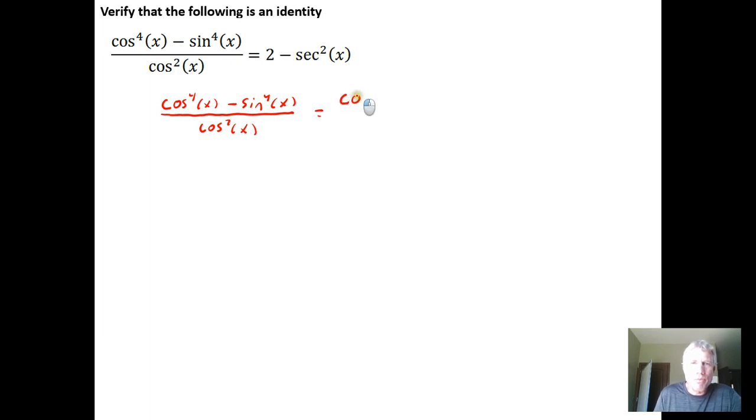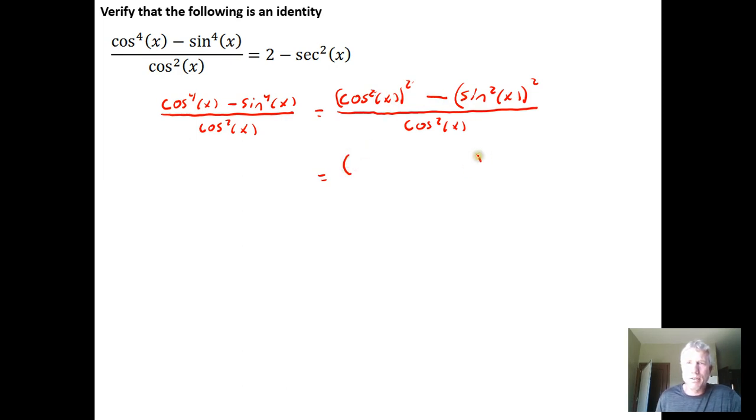So in other words, it could be rewritten like this: cosine squared of x, quantity squared, and when we raise one exponent to another, we multiply exponents so that we would get our exponent of 4. And we have our minus, and I want to recognize that the sine to the 4th power can be rewritten as sine squared of x, quantity squared, and we would still be over our denominator, which is the cosine squared of x. And if I notice it's the difference of two squares, I can factor it pretty quickly.